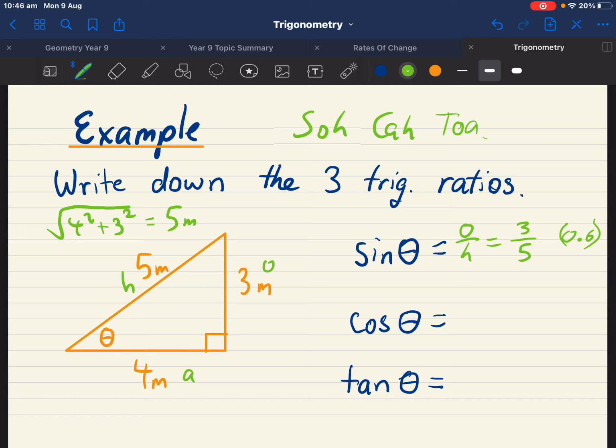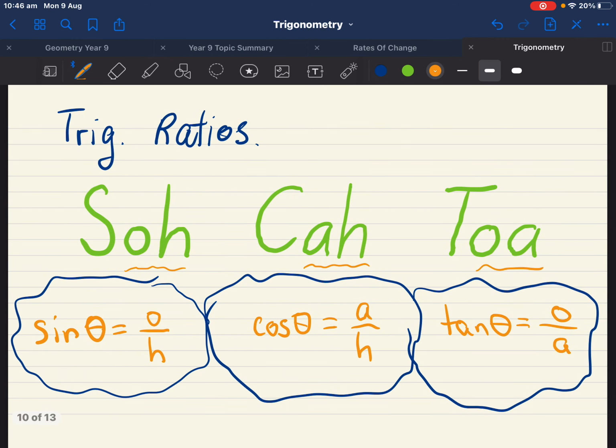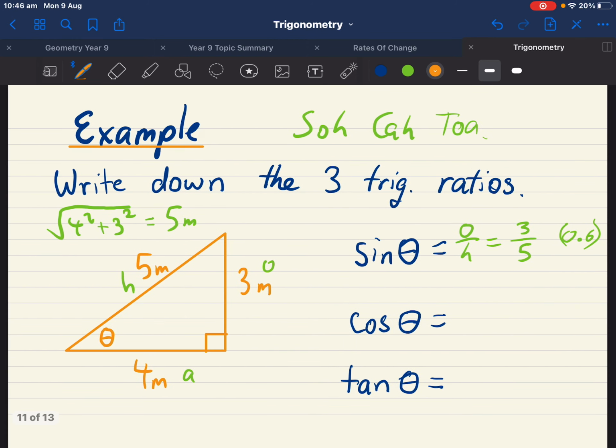All right, the next trig ratio, how do we find the value of cos theta? Well, that's when you look back up at SOHCAHTOA, because you probably don't have sine, cos, and tan memorized yet. We only just wrote them down. So instead of trying to memorize all three, I just think of SOHCAHTOA, we're trying to find cos. Cos is A and H. That tells us cos is A over H.